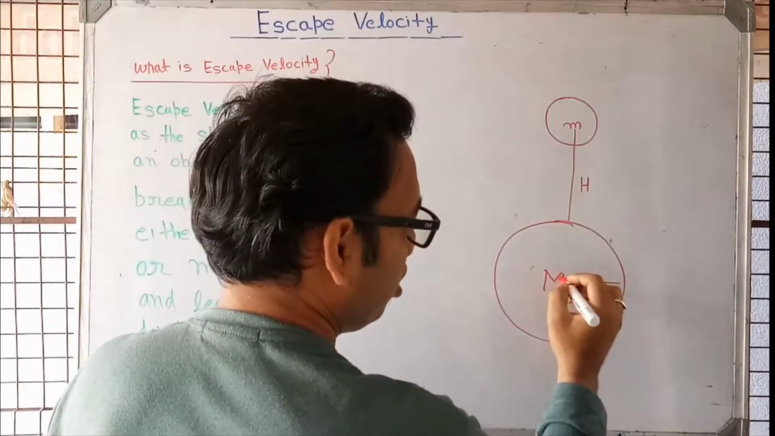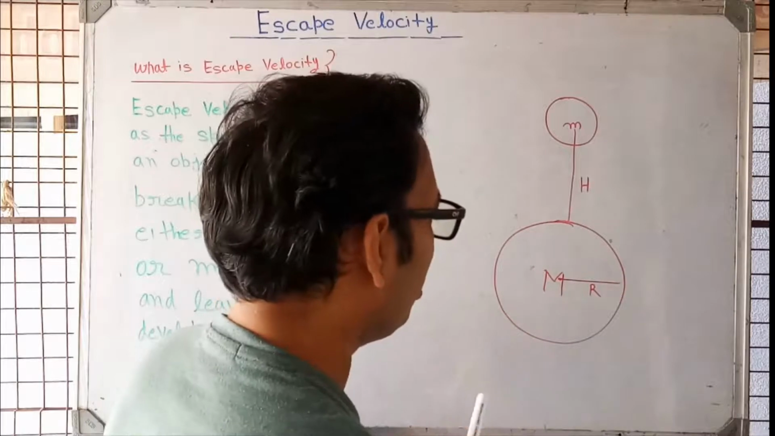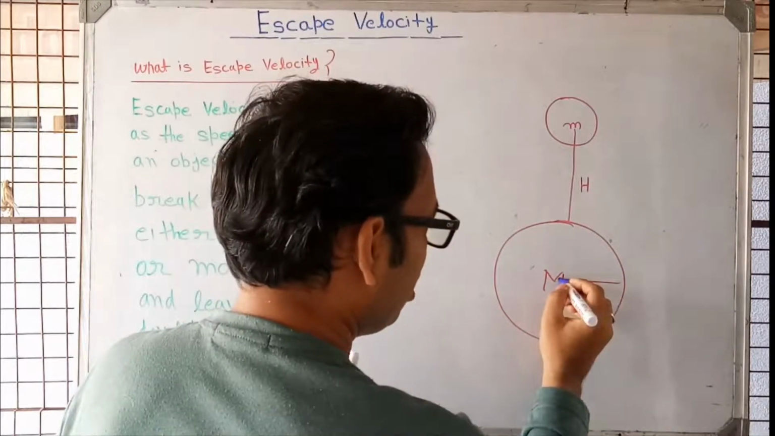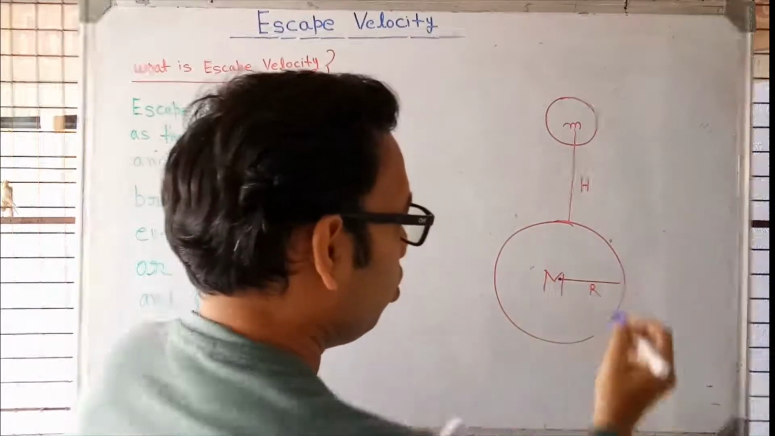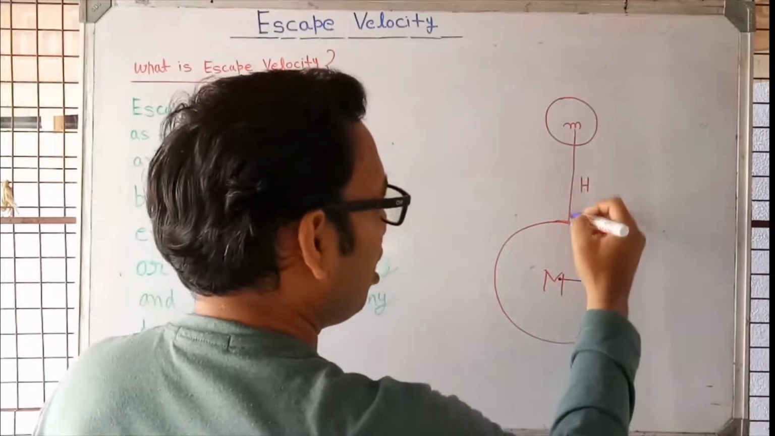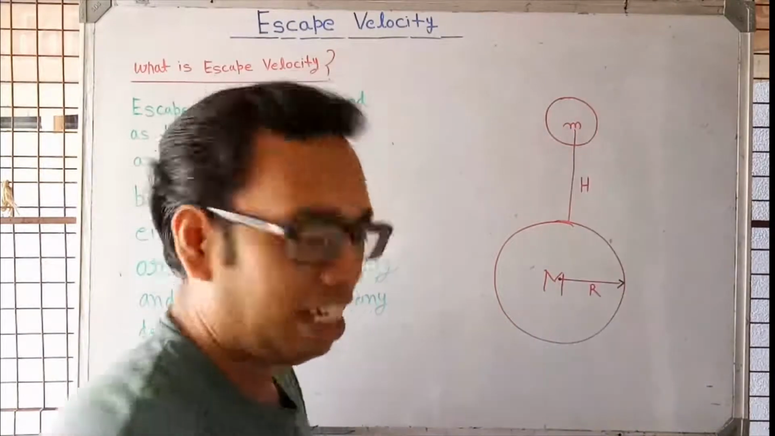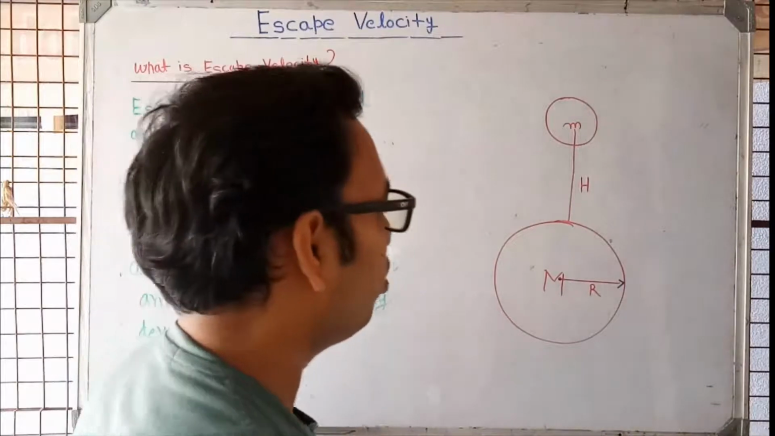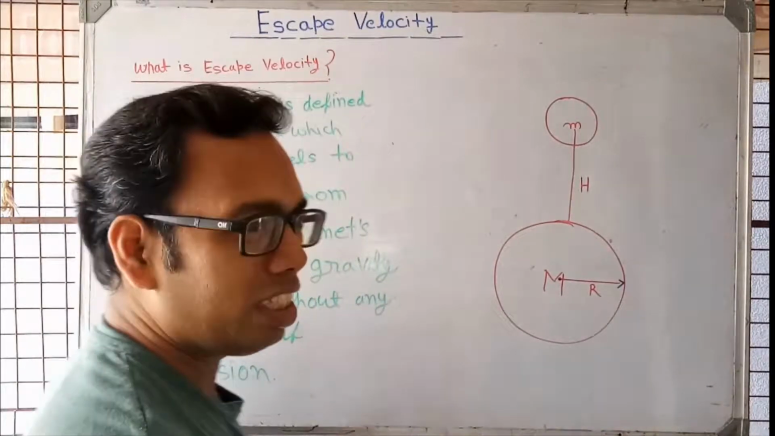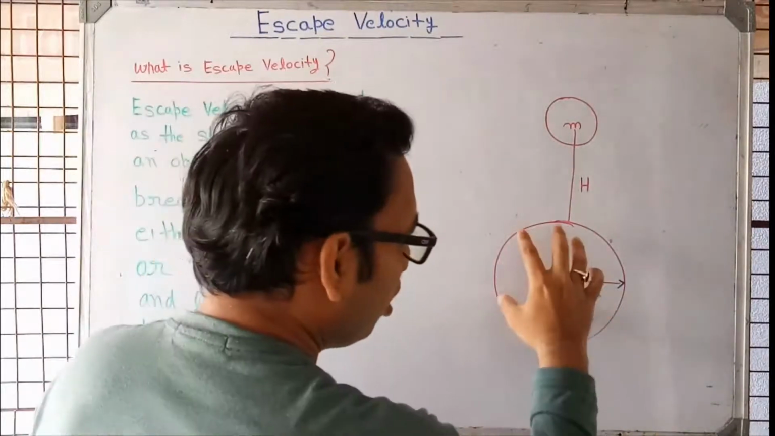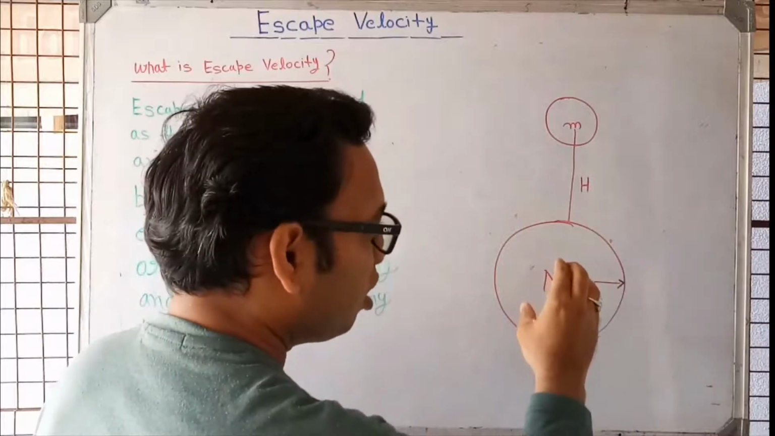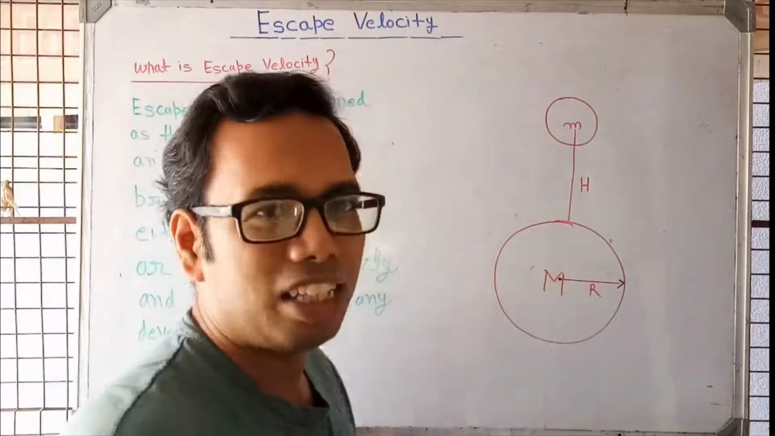So the radius of the earth is capital R. This is the center. The radius of the earth is capital R and this object is placed at a distance of height h. So what is the escape velocity? Escape velocity means any object should escape from the earth's gravity.